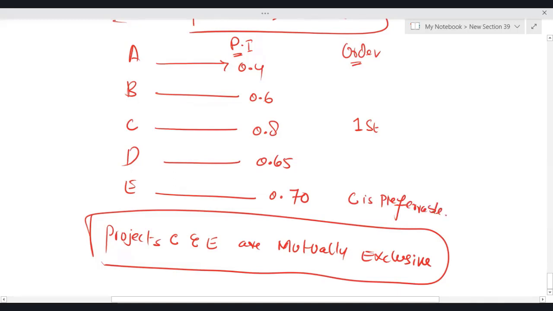Is this clear to everyone? What are we doing? Because the two projects are mutually exclusive and projects are divisible, that is why we calculated profitability index to decide the order. Once you have decided that C is more profitable than E, then obviously E will not come. So now what should be the second number? Is this clear to everyone?